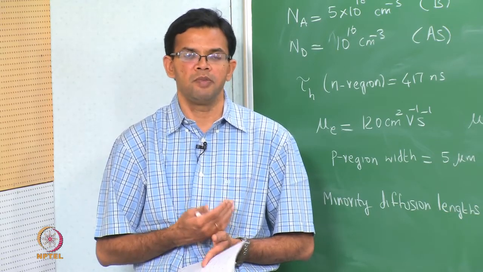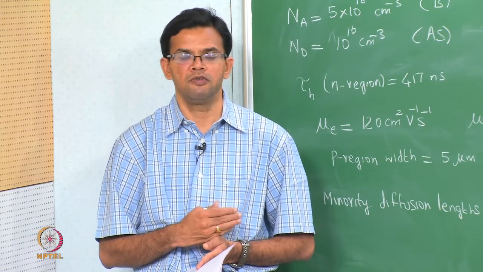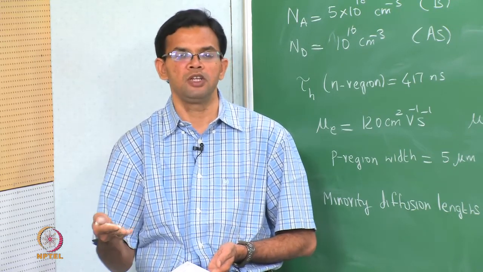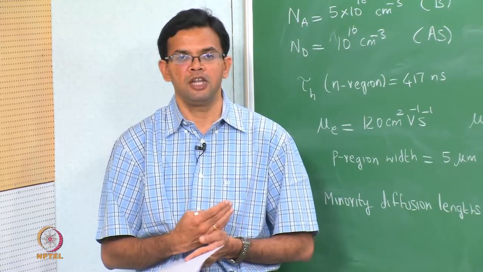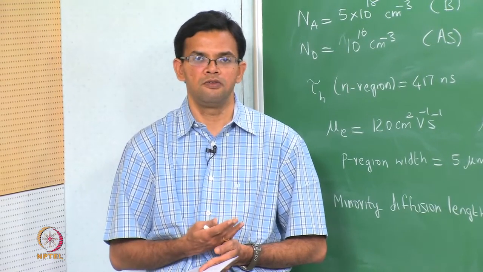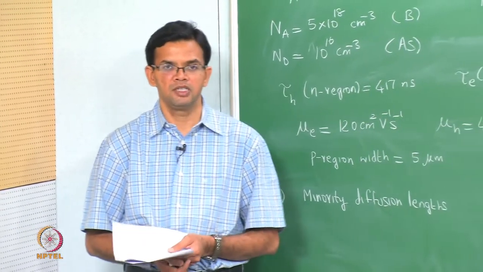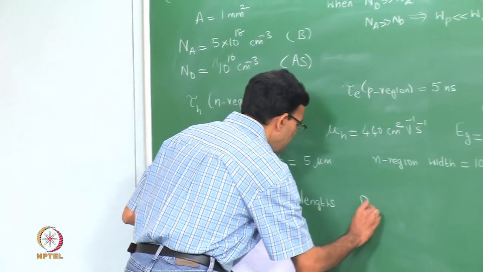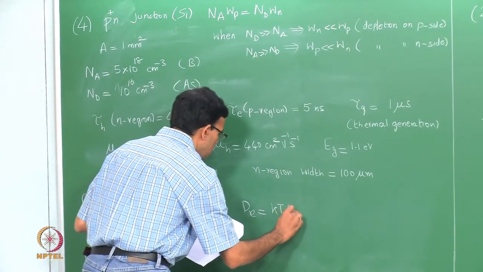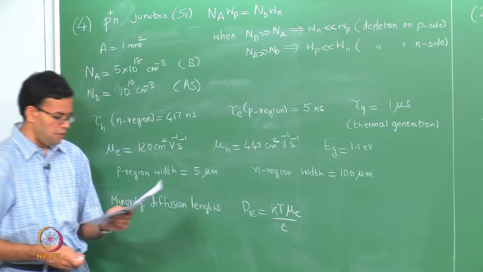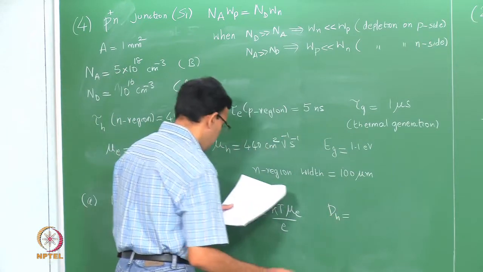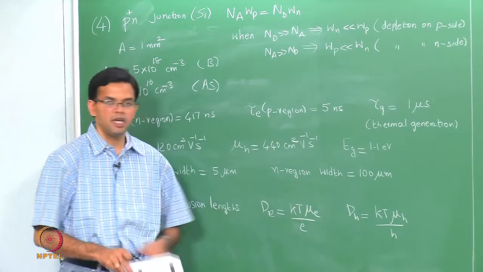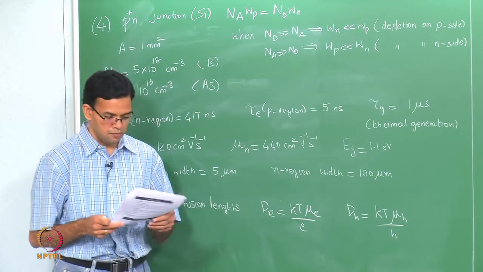When the barrier goes down, we basically have minority carriers moving across the junction. So, we have electrons from the N side moving to the P side where they are minority carriers. We also have holes from the P side moving to the N side, and there they are the minority carriers. So, it is this minority carrier diffusion that essentially causes current to flow in a p-n junction. So, the first thing you want to calculate is the diffusion length. To know the diffusion length, we need to know the diffusion coefficients. So, D e, which is the diffusion coefficient of electrons, is nothing but k T mu e over e. So, it depends upon the mobility, and D h is k T mu h over e. So, the values of mu e are given, mu h is given, everything else is a constant. So, we can plug it in.